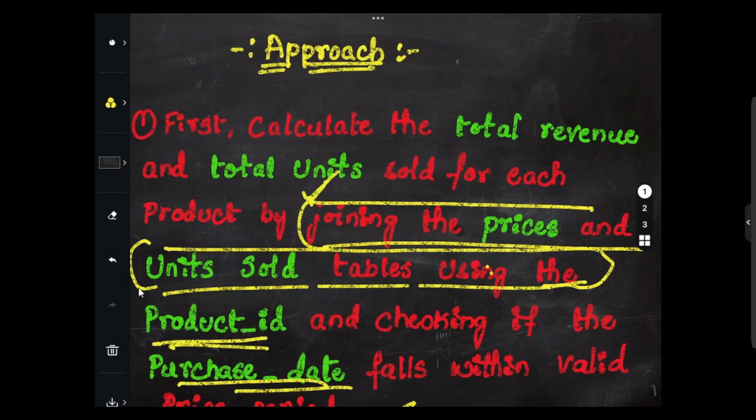So we have to calculate the total revenue and total units sold for each product. That's what they have asked in the question, by joining the prices and units sold tables using the product ID. This is very important, and check if the purchase date falls within the valid price period or not.